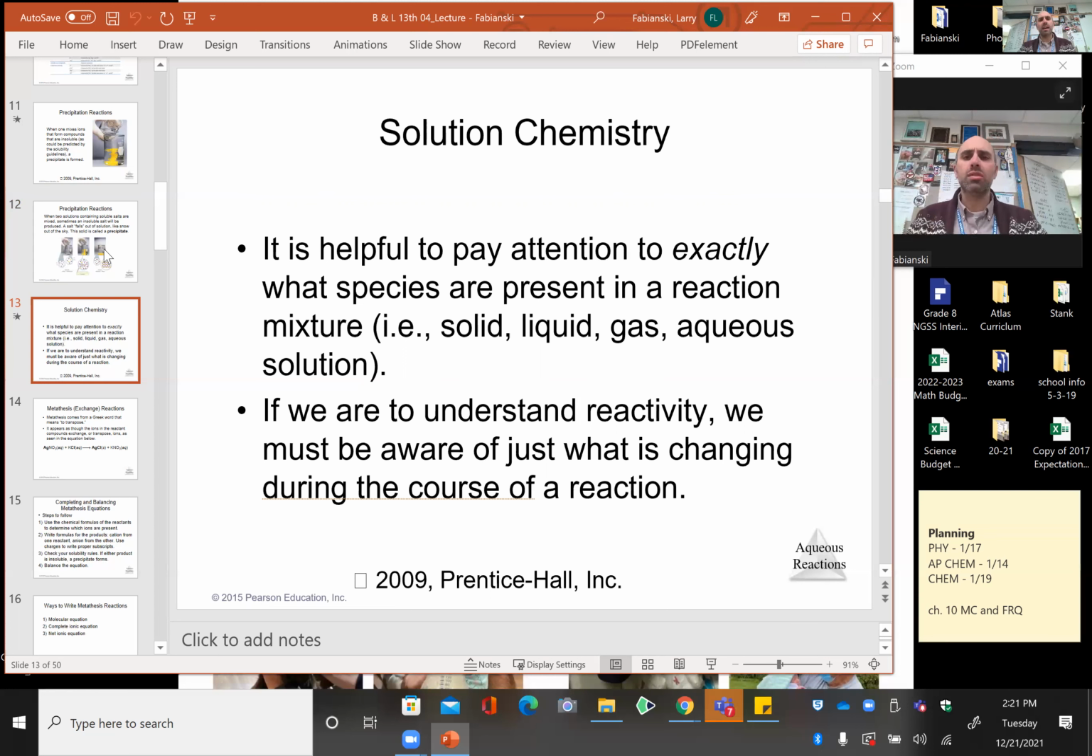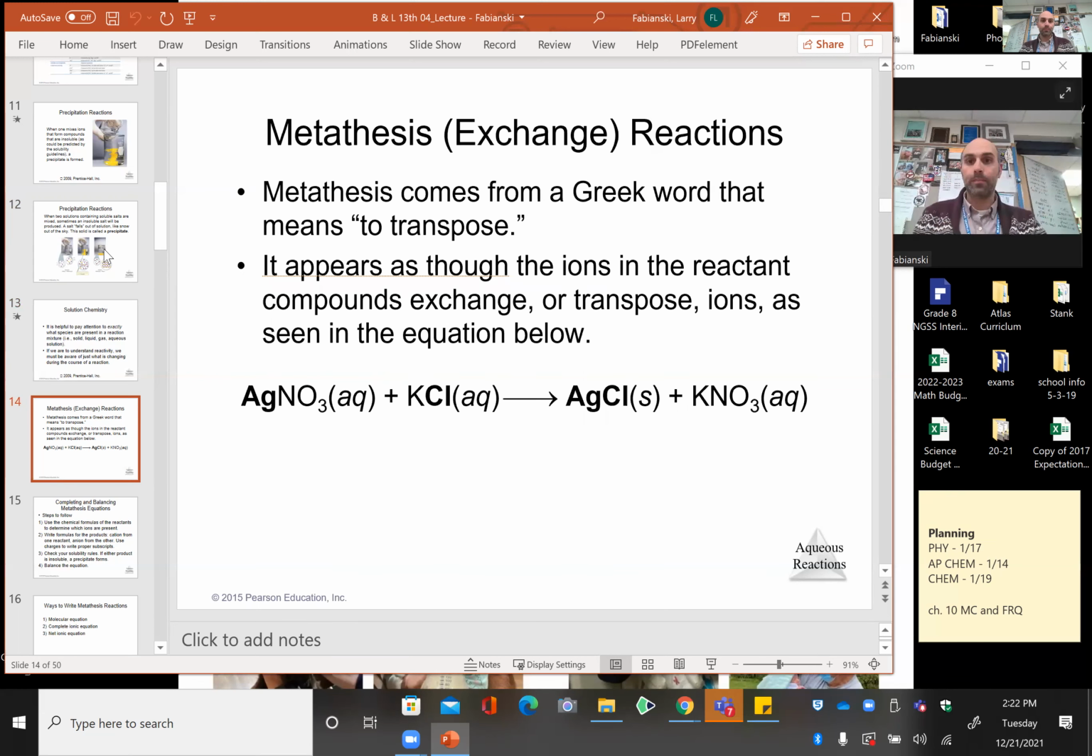So it's helpful to pay attention to exactly what species are present in a reaction. Are we talking solid? Are we talking liquid? Are we talking gas, aqueous? Is something precipitating out? Is something dissolving? Is it dissociating? Is it breaking apart into a cation and an anion? Or are the molecules separating from one another, but they're still retaining their covalent bonds? All things to keep in mind. If we were to understand reactivity, we must be aware of what exactly is changing, what is breaking apart. So that's important to keep in mind. And you will be able to look at a reaction and tell exactly what is breaking apart.